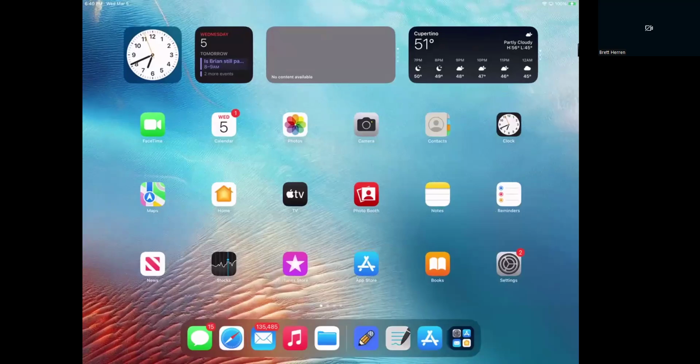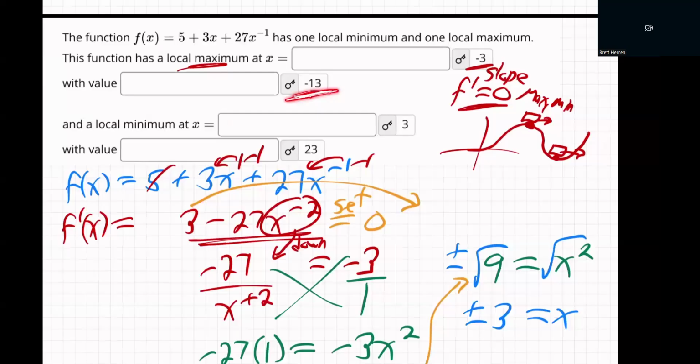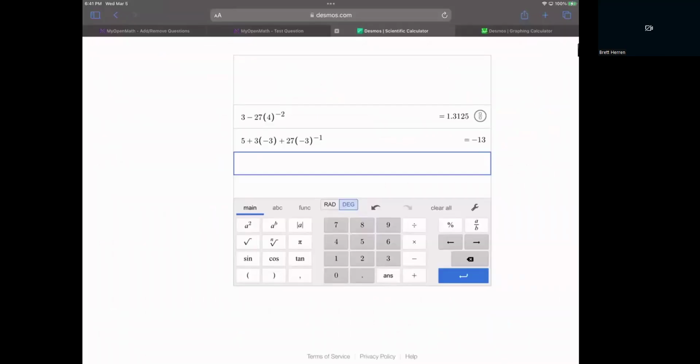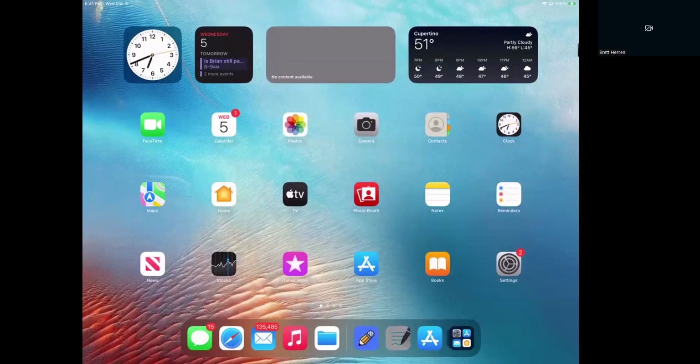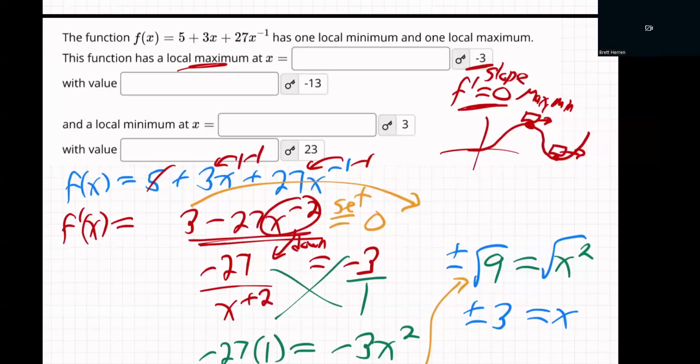Is that what they got for their first one? Yeah, negative 13. Now I'll plug in positive 3, hopefully get 23. So we come back up here. Get rid of that negative. There it is, 23. Beautiful. All right, so I got those values, answered those questions. It's always satisfying to see the actual graph. We're done, but let's see that we just found truth.